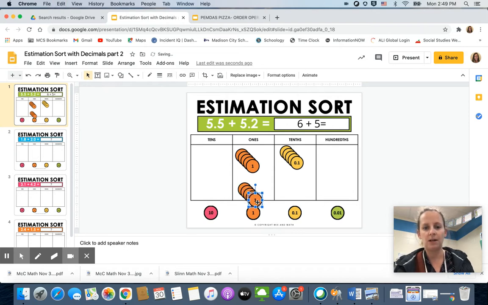And it's okay with me. They don't have to be perfect. You don't need to line them up in a perfect little line. That doesn't really matter to me. 1, 2. Okay, so 2/10 of those.